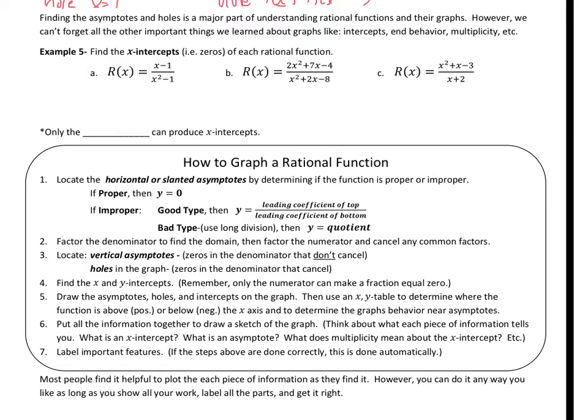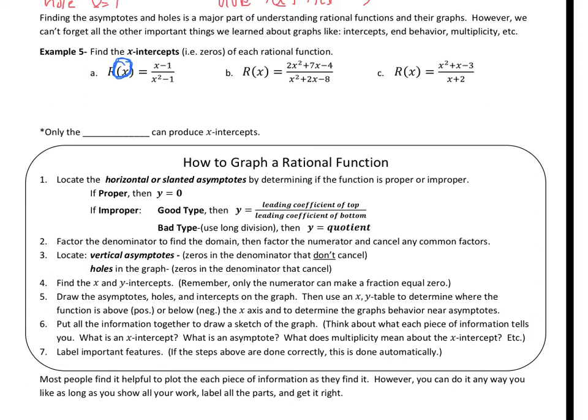So, how do we find the x-intercepts? We let r of x equal 0, right? When it crosses the x-axis, y is 0. Are we all okay with that? So on part A, I'm going to let r of x equal 0. If that is 0, then, how do I solve for x?